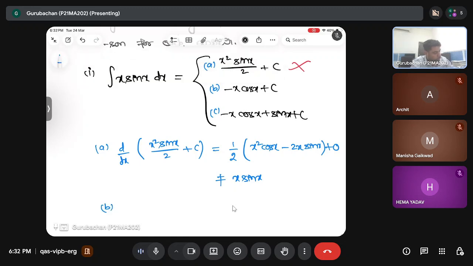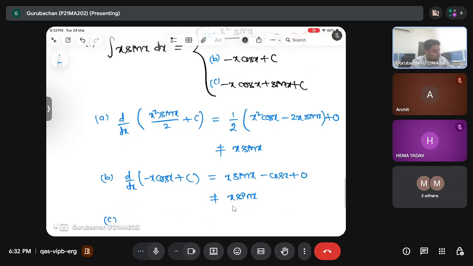While talking about the second one, minus x cos x plus constant, this will give you x sin x as the first term, but because of the product rule there will be one more term, that is minus cos x plus 0. Again, this is not equal to x sin x, so this cannot be the integration value either.